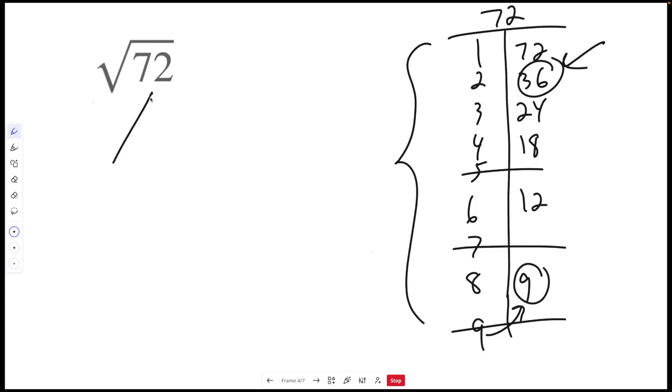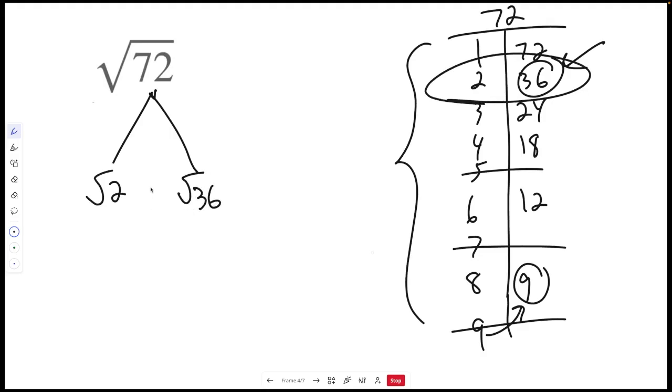So the way you do this is you split the square root of 72 into the square root of 2 times the square root of 36. Here's the pair of numbers, 2 and 36. This is multiplied. And then we know that the square root of 36 is just a 6.